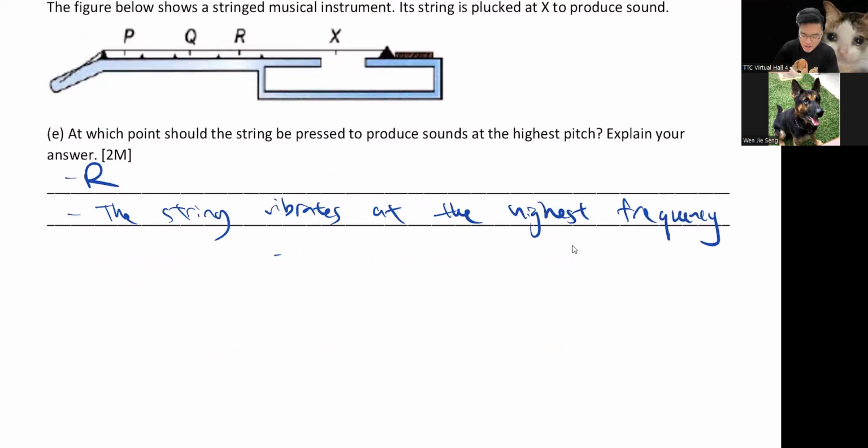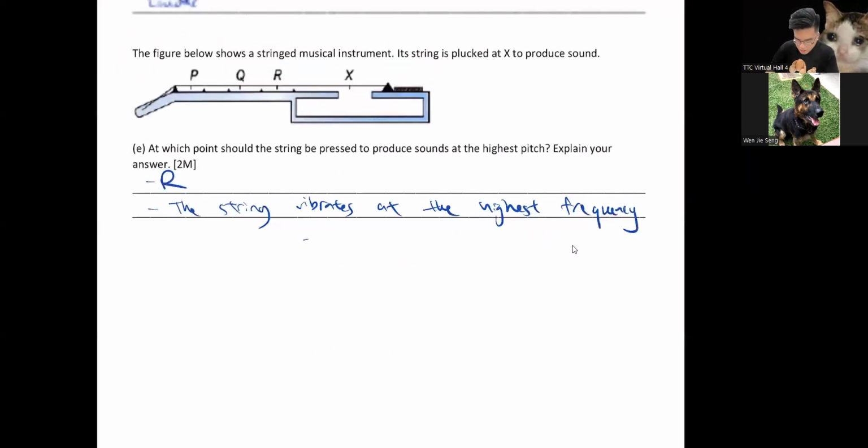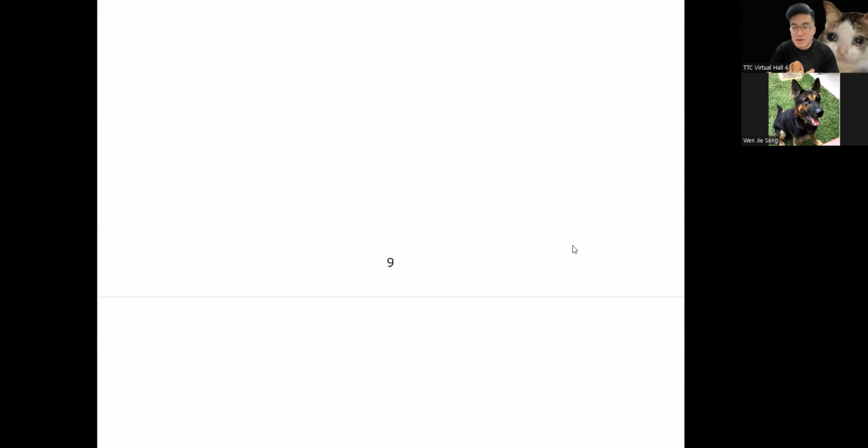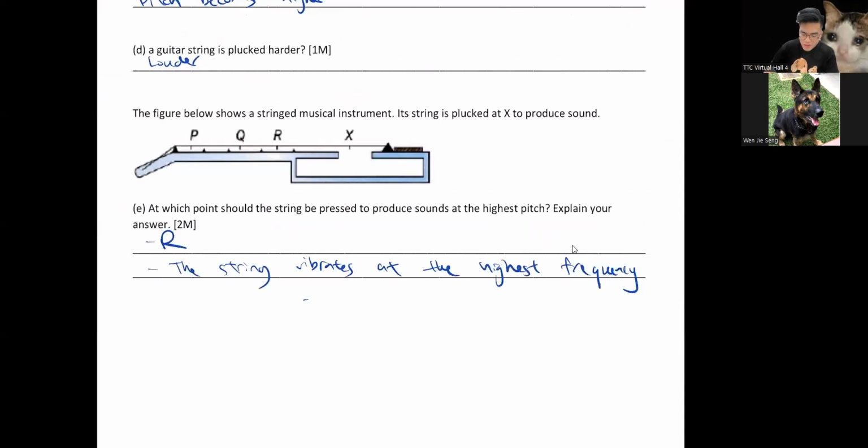Anyway, the string vibrates at the highest frequency, so you have the highest pitch. These are all for our exercise. This is our sound chapter. I hope you got all of it.